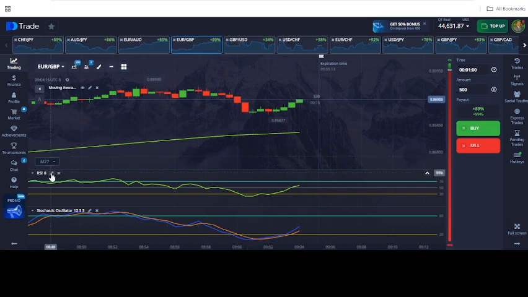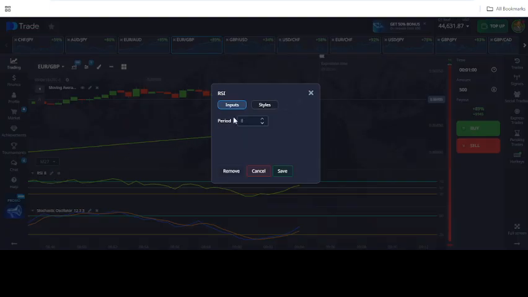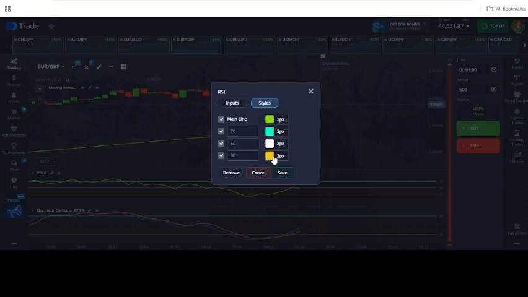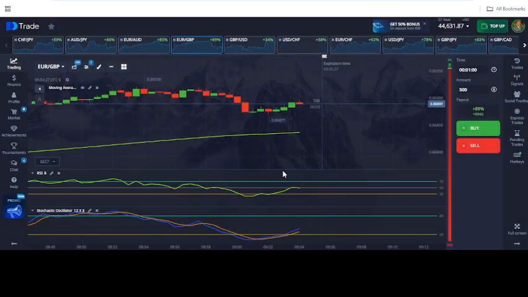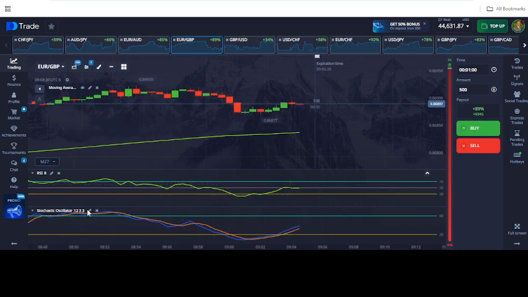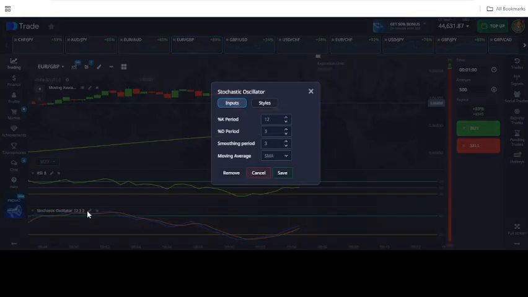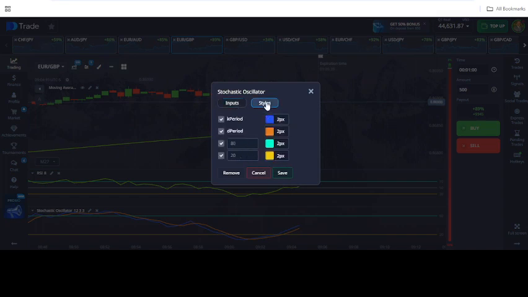For the RSI, I have the period set to 8. And in the style settings, I have all the line widths set to 2 pixels as well, so that way we can see the lines a little better here. And for the stochastic oscillator, I have the K period set to 12, D period 3, smoothing period 3, moving average SMA or simple moving average. And in the style settings, I have all the line widths set to 2 pixels as well. So let's go ahead and save that.